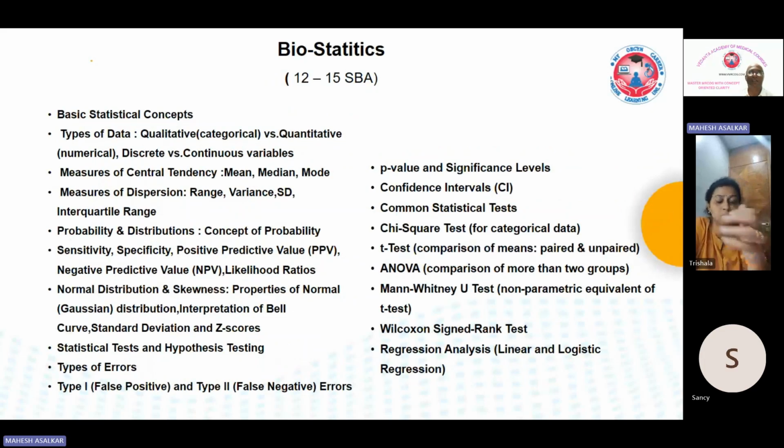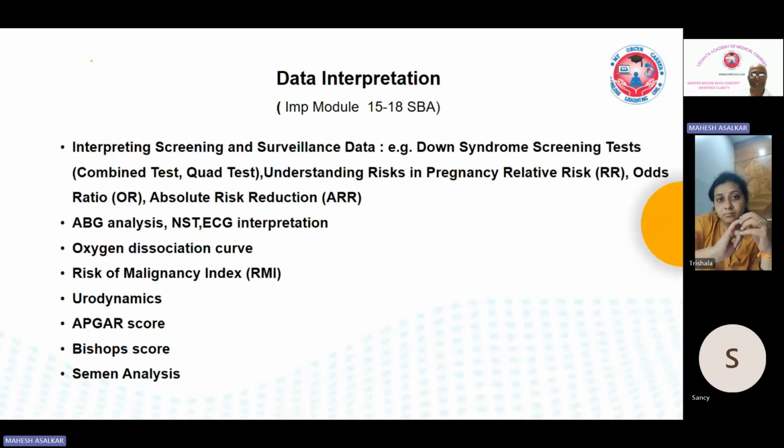Biostatistics: you will be asked about different types of tests, types of data, measures of central tendency, measures of dispersion, sensitivity, specificity, and the last batch has really done well with biostatistics. It is not at all difficult. If you have any fear about biostatistics, that will go away once we cover this in the live session. I keep it one month prior, because no doubt it is a little volatile, so it's always better to finish it last. Then data interpretation.